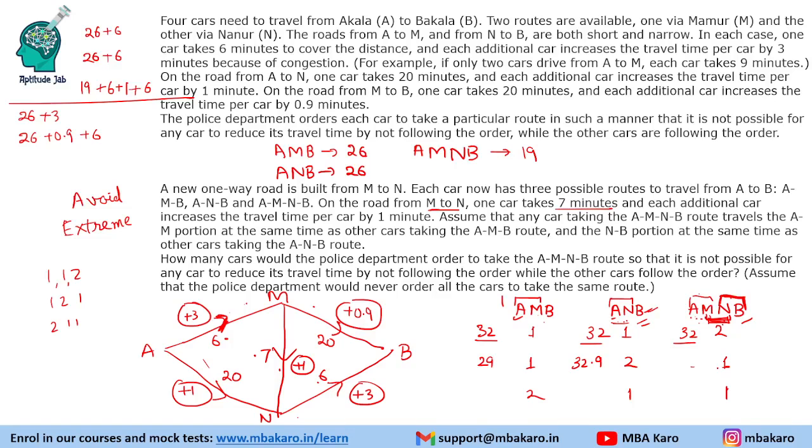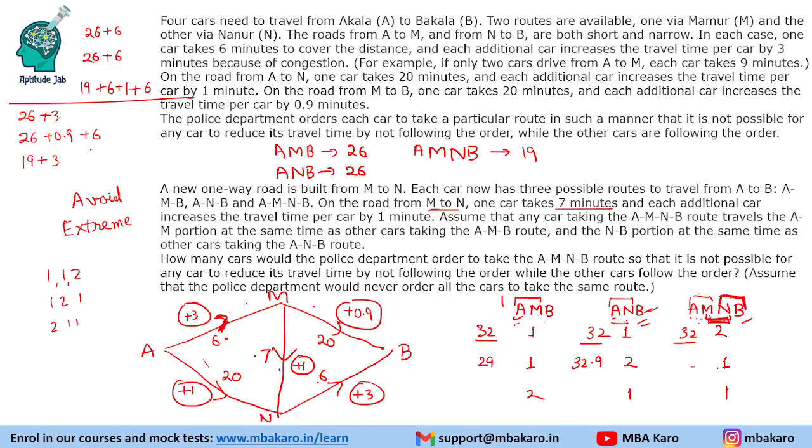Now talking about the fourth car that is going in this AM and B route. So normal time is 19 plus AM. It will have one more car because one car is going in this route. So AM will add 3 minutes to it. It will just add 3 because only one extra car is there. Okay. Now MN, it is the only car.